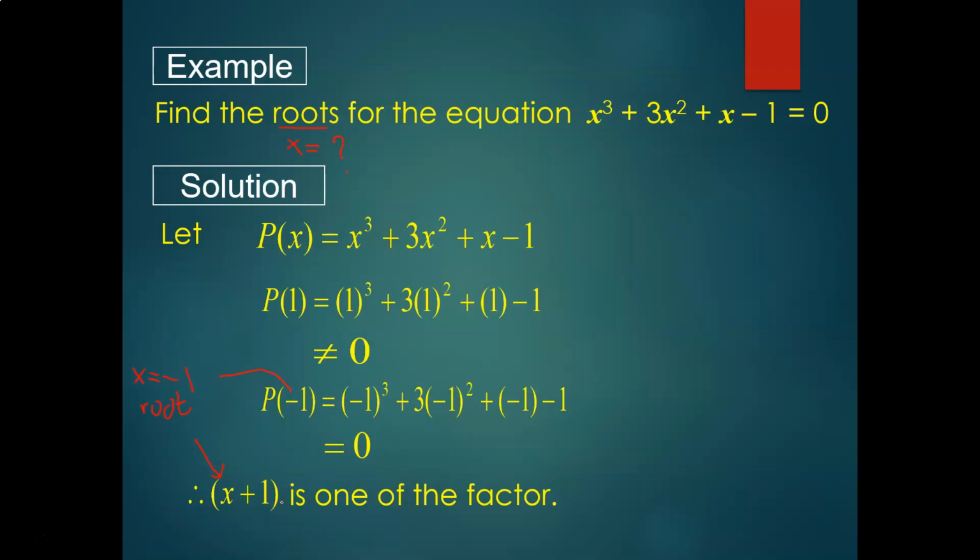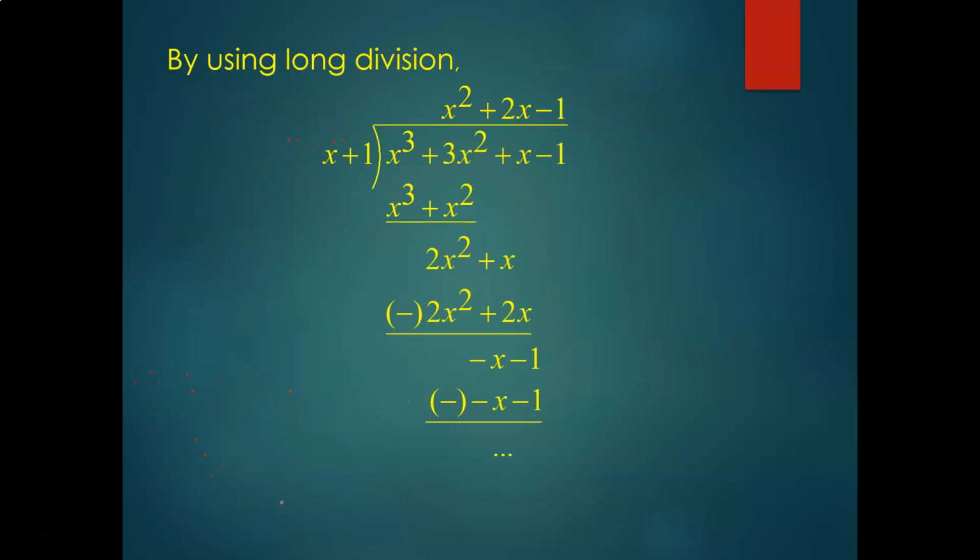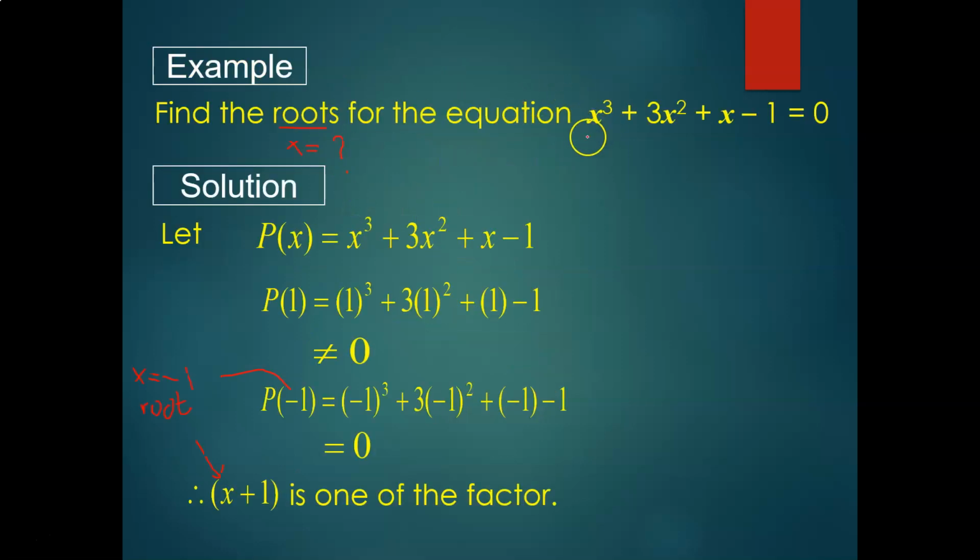Why do we need this factor? Because we're going to perform a long division so that you can find the other roots. Because this equation, the degree is 3, meaning you will have 3 roots, or 3 factors and 3 zeros. Sebab berkadar secara langsung, proportionally dengan n, the degree. So now you only have one factor, one root. You need to find the other 2.